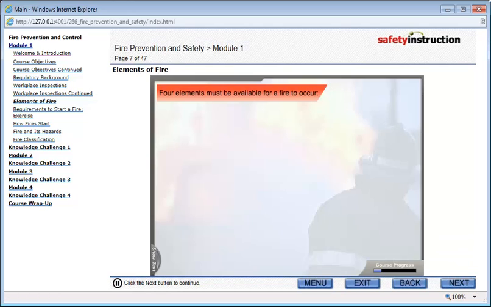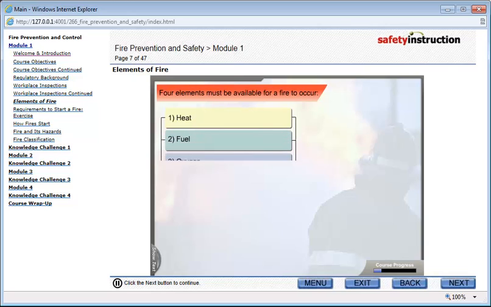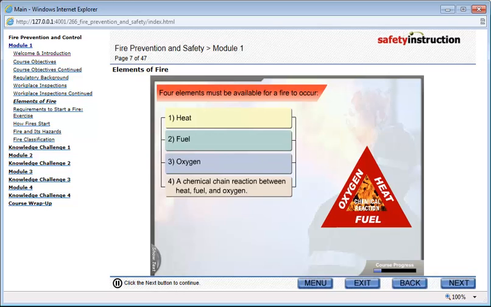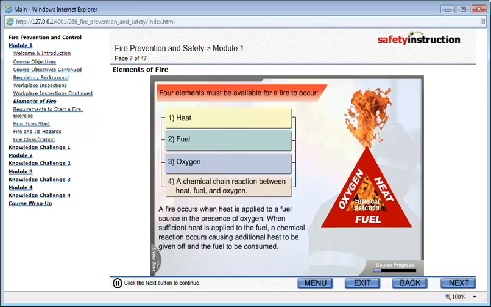Four elements must be present for a fire to occur: heat, fuel, oxygen, and a chemical chain reaction between heat, fuel, and oxygen. In general terms, a fire occurs when heat is applied to a fuel source in the presence of oxygen. When sufficient heat is applied to the fuel, a chemical reaction occurs, causing additional heat to be given off and the fuel to be consumed.